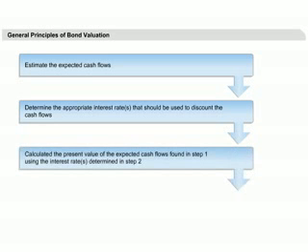Step 3. To calculate the present value of all the future cash flows found in Step 1 using the interest rates found in Step 2. The sum total of all present values of the future cash flows is the value of the bond. We will look at each of these steps in detail in the coming slides.